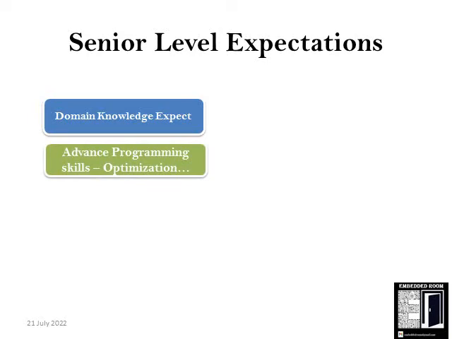And next one is advanced programming skills and optimization. What advanced programming skills means is that all microcontrollers do not have the same embedded C code for functionality. Engineers must know different programming skills like assembly code, embedded C, Linux programming, device drivers in Linux, and also some optimization techniques are needed to reduce the memory usage.